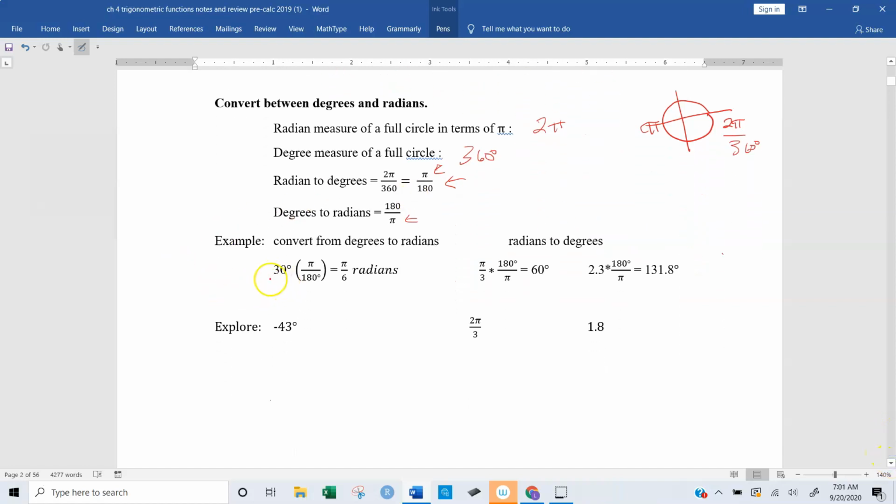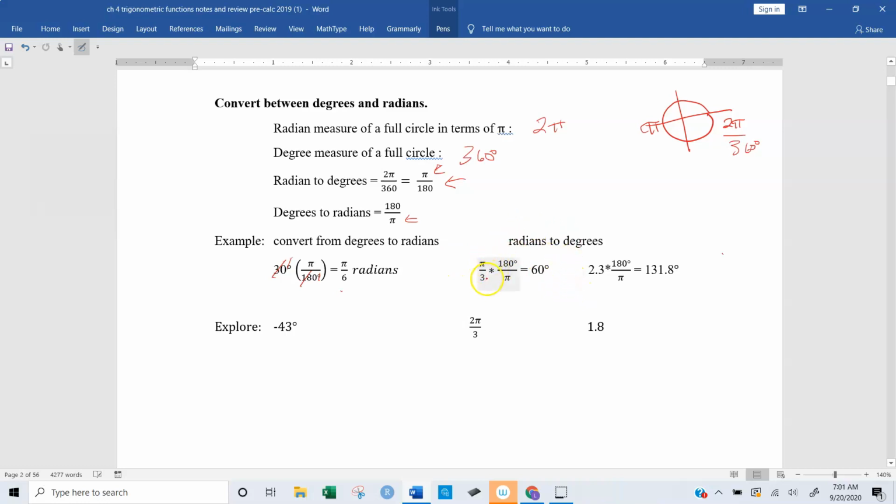So I have degrees, which means I need to get rid of degrees to change to radians, so the degrees must go in the denominator, so your degrees cancel, right? Hopefully from science. So 30 goes into 180 6 times, so 30 is the same as pi over 6 radians. This is a unit circle if you have not figured this out.